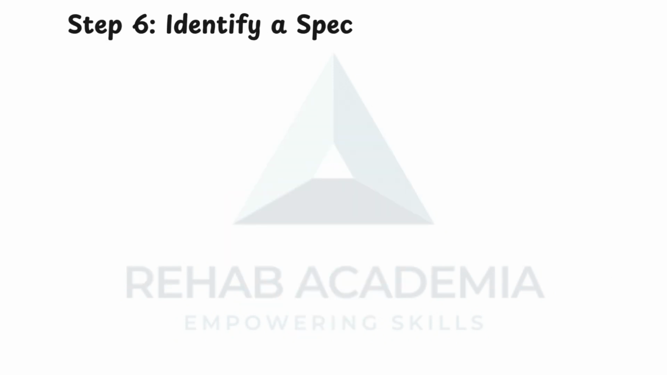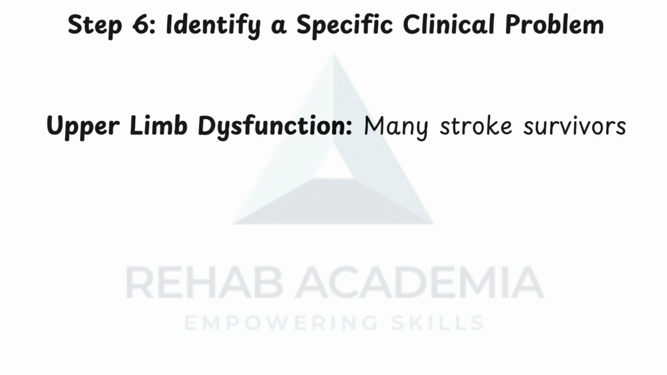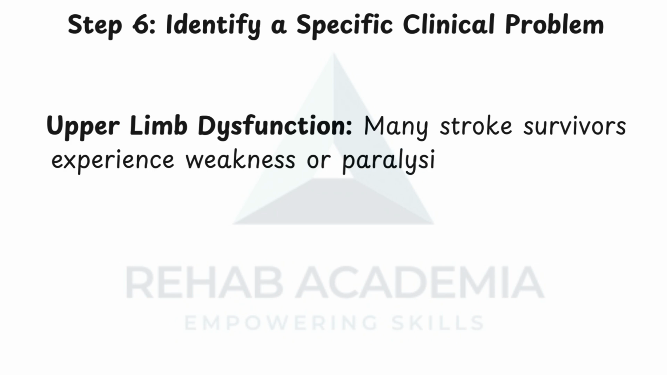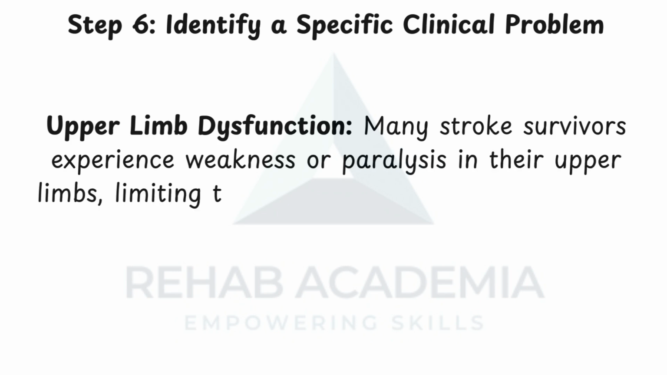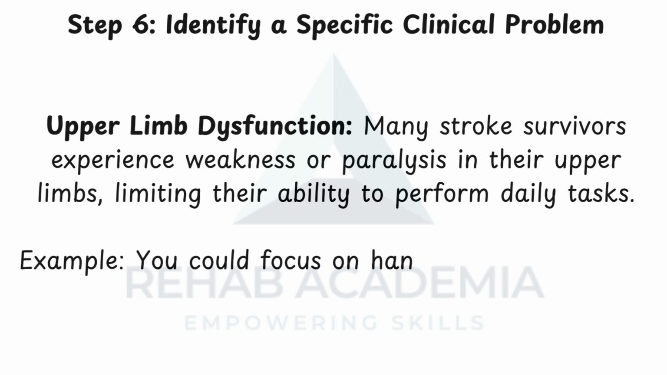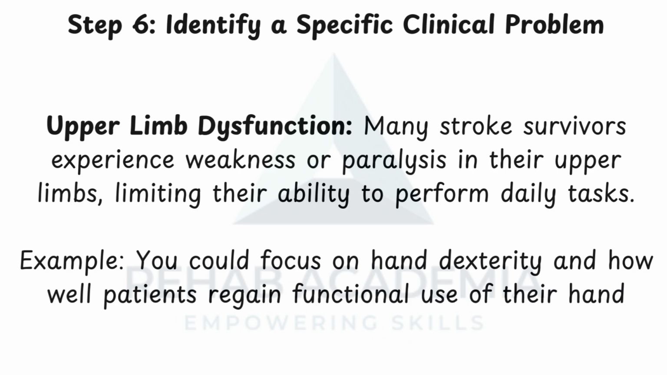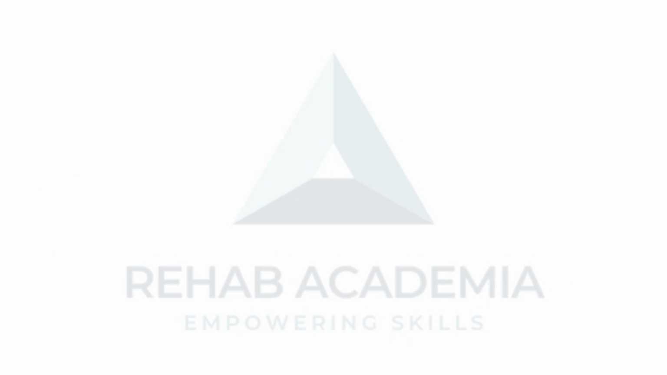It's essential to narrow down to a specific clinical problem. In stroke rehabilitation, this could be upper limb dysfunction, a common challenge for stroke survivors. Ask yourself, what functional limitations exist in stroke patients? Which part of rehabilitation needs more focus?